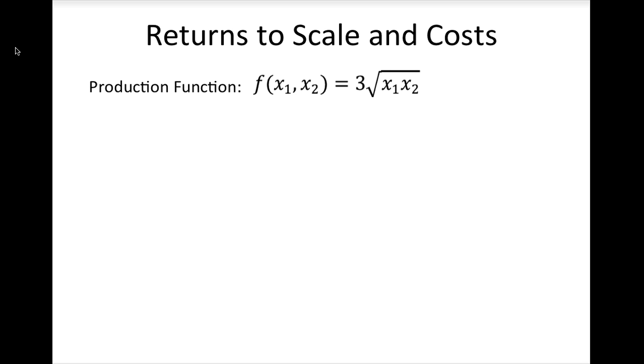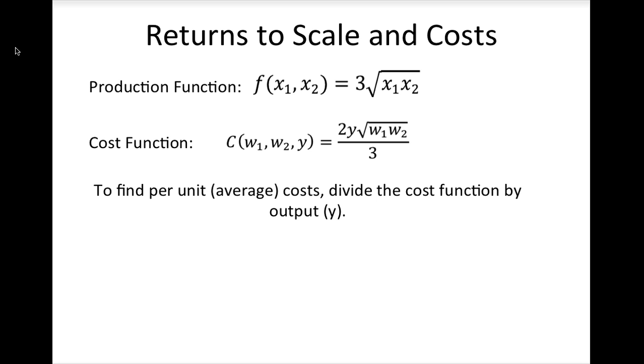We can see the relationship between a firm's returns to scale and its per unit production costs using the example that we have been studying. This firm has constant returns to scale in production. To find this firm's per unit or average cost of production, divide the cost function by y. When we do this, we see that the firm's average cost of production is 2/3 times the square root of W1 times W2. This number is constant for all levels of output, verifying that this firm with constant returns to scale in production has constant average cost of production.